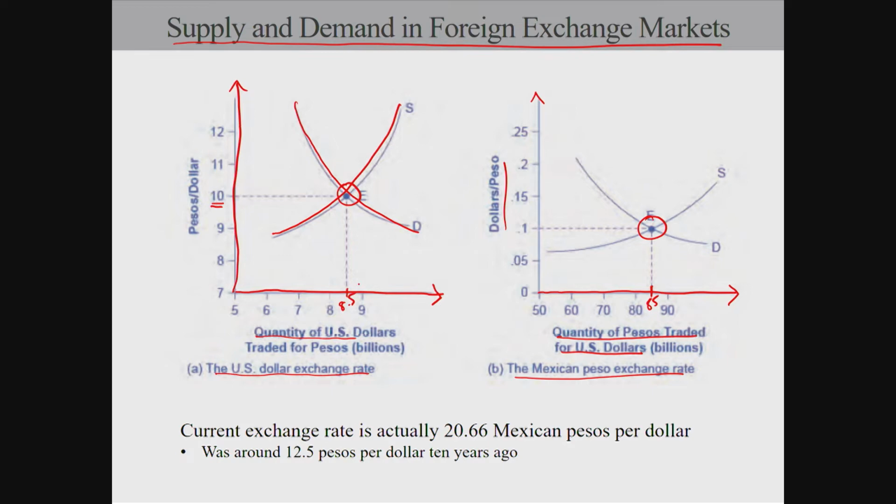This is an example taken from OpenStax where they've got an exchange rate of 10 pesos to the US dollar. If you actually look at the actual exchange rate right now, it's about 20.66 Mexican pesos per dollar. And this was about 12.5 pesos 10 years ago. So during that time, the US dollar has appreciated relative to the Mexican peso, because now you can buy many more Mexican pesos than in the past.